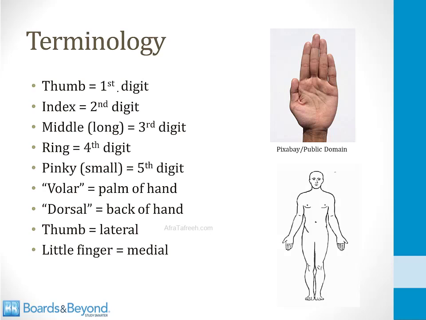in a picture. So the thumb is the first digit, the index finger is the second digit, the middle or longest finger is the third digit, the fourth digit is also called the ring finger, and then finally the pinky or small finger is called the fifth digit.